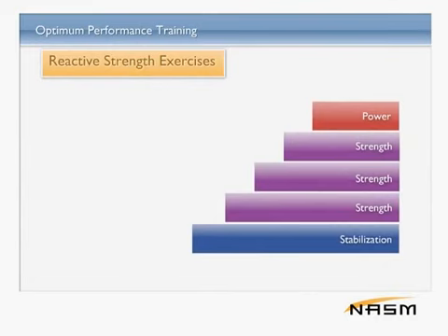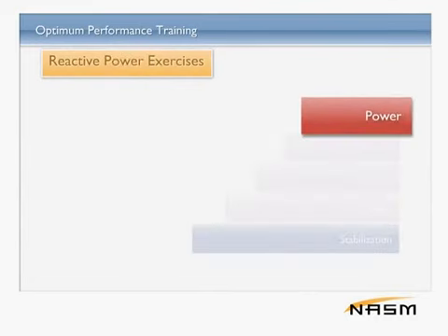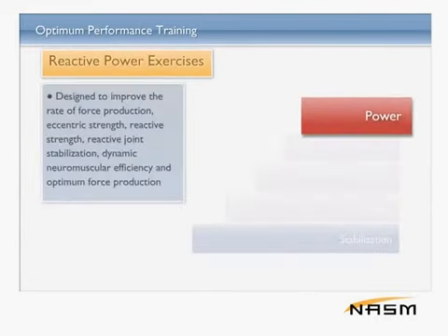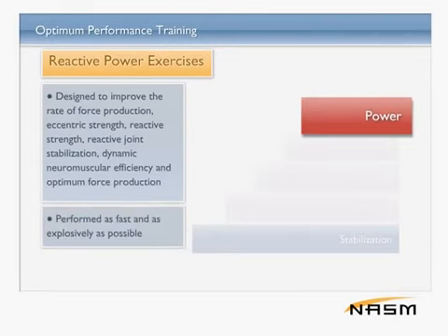The final category are reactive power exercises. These exercises are designed to improve the rate of force production, eccentric strength, reactive joint stabilization, dynamic neuromuscular efficiency, and optimum force production. These exercises are performed as fast and as explosively as possible.